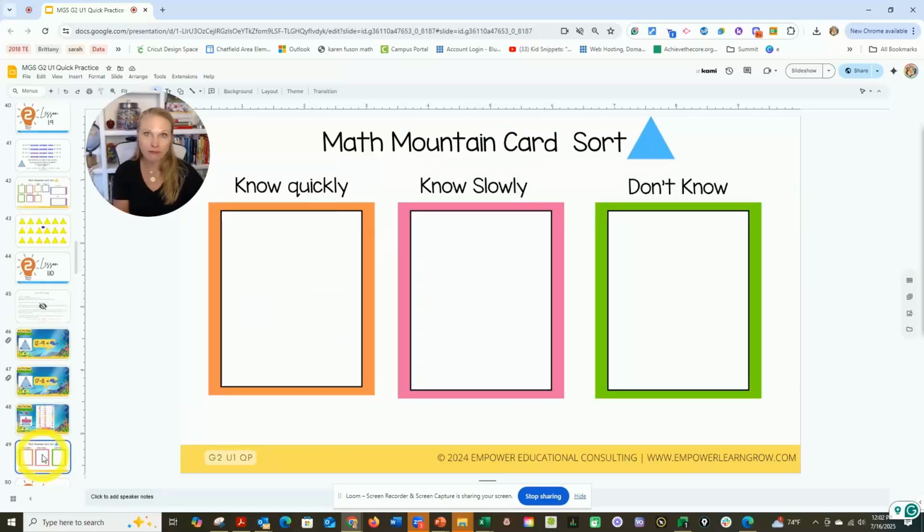You continue to have math fact sorting cards, something like this. If you don't have this, please just comment below or go to our website, empowerlearngrow.com, go to Fact Fluency, and you'll see our sorting mats there. So you can do it with slides. You can do it independently with your Math Expressions materials.